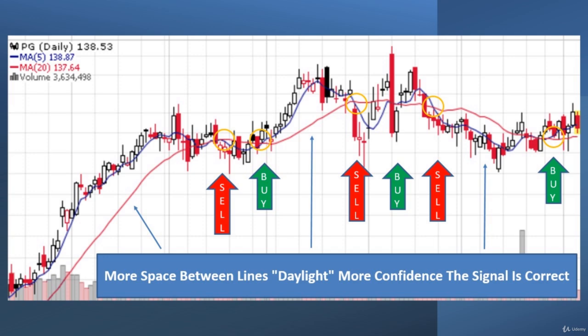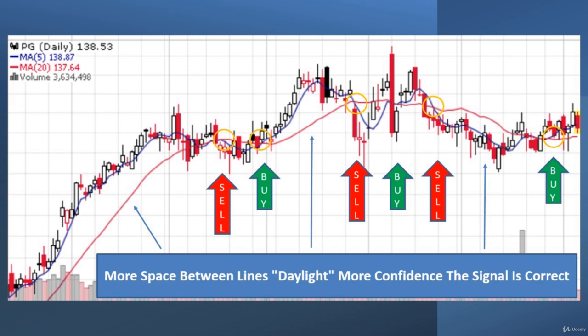So if we look over in the far left, or you can see where the arrows point, and the other two areas as well, there's a lot of daylight, a lot of space in between the blue and the pink line. So that gives us a confidence that, okay, this is pretty strong. It's going to probably keep going on that uptrend there, for example, on the far left. And so we feel pretty good.